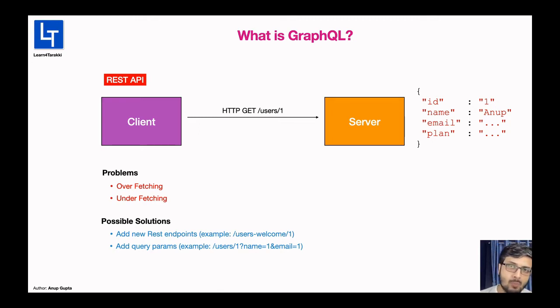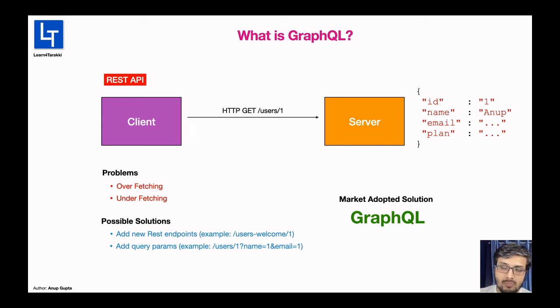To better solve this problem of overfetching and underfetching, GraphQL came into existence. Now, what is GraphQL? GraphQL gives the capability to the client to communicate the required fields to the server. If the client wants only name and email, the client application writes a GraphQL query in the request body and sends it to the server.